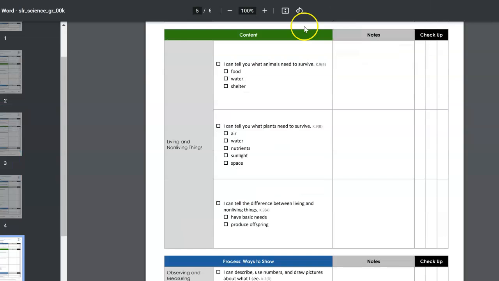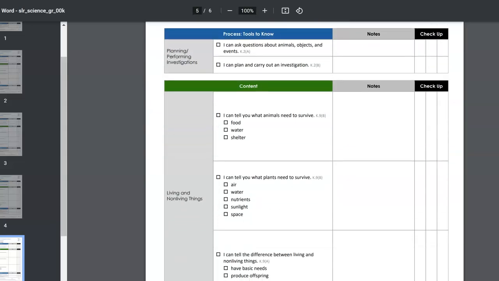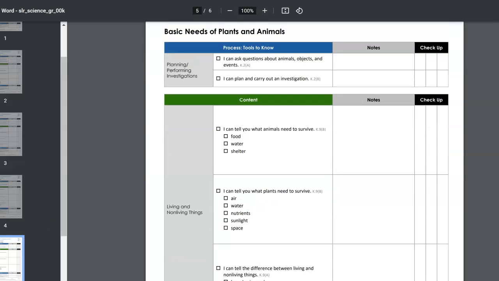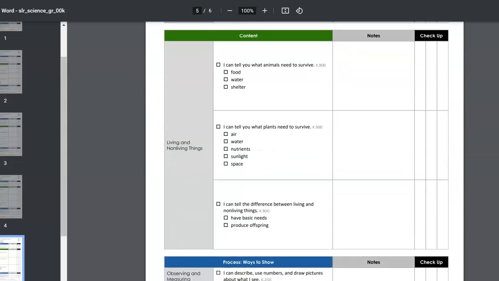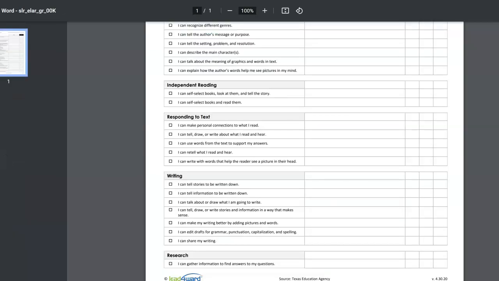and even help you get an idea of how to write an objective. So this one here is with the science, and with the science, we can see that this is basic needs of plants and animals, and they have the "I can tell you what plants need to survive."